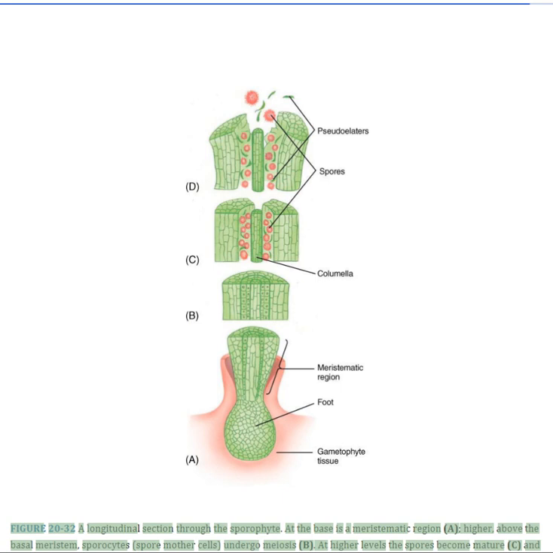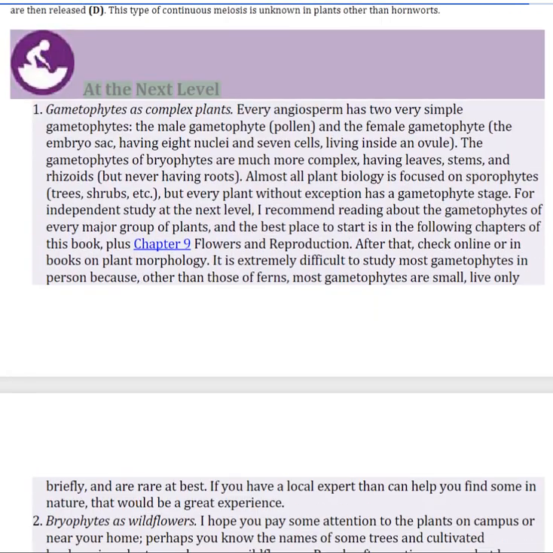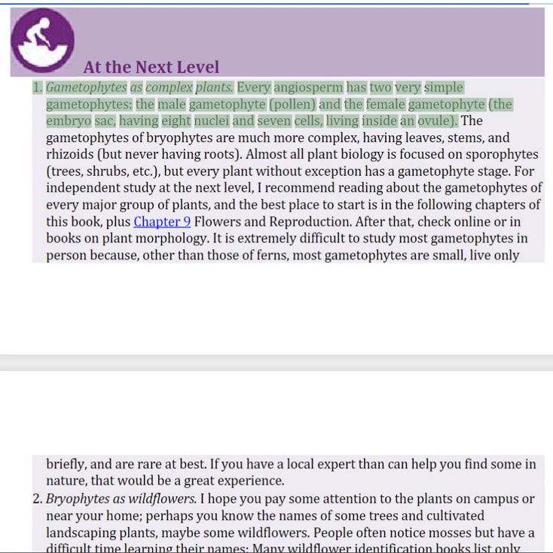Figure 2032. A longitudinal section through the sporophyte. At the base is a meristematic region. Higher, above the basal meristem, sporocytes undergo meiosis. At higher levels the spores become mature and are then released. This type of continuous meiosis is unknown in plants other than hornworts. At the next level.